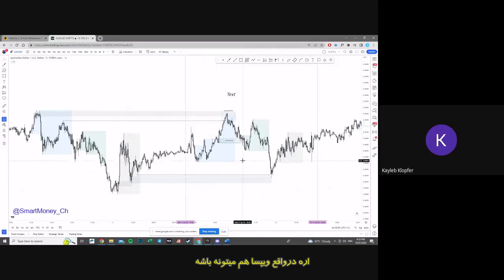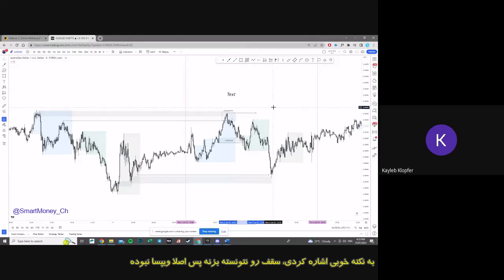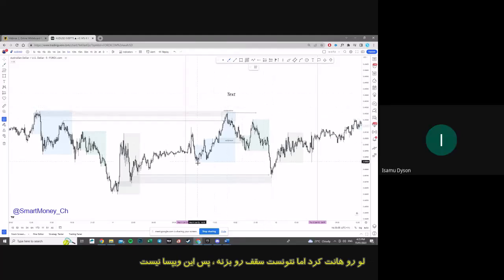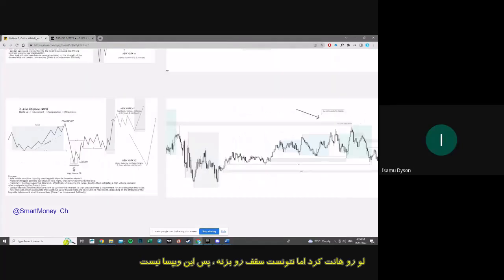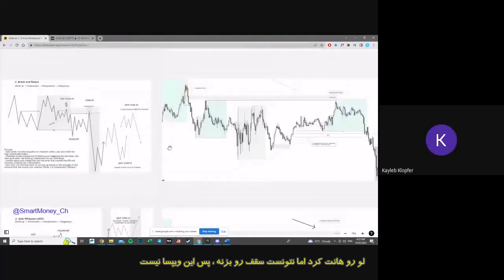So did we whipsaw? Well, we didn't. We didn't take out the high, so we didn't actually whipsaw it. We took out the low, but we didn't take out the high, so it wouldn't be a whipsaw. You break and retest? Yeah, break and retest.